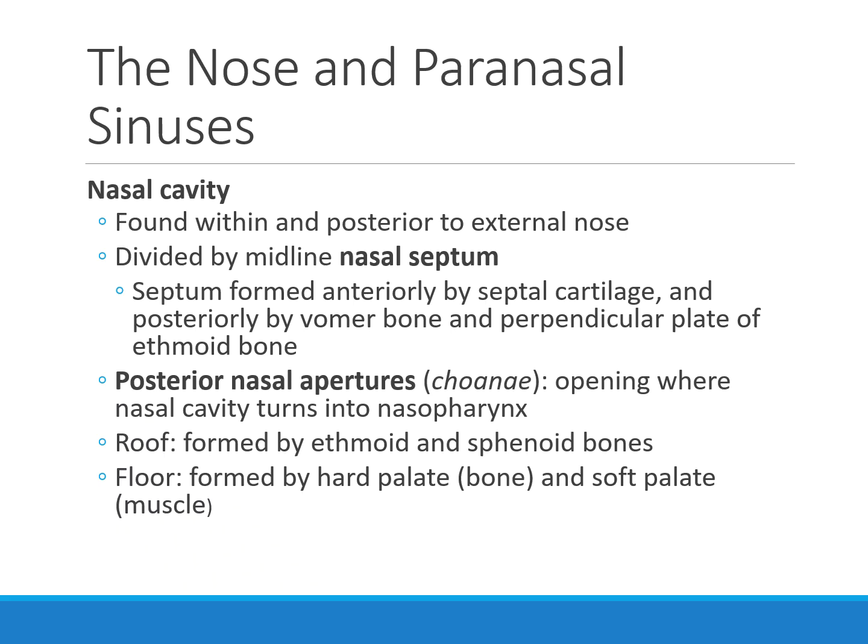All the way at the back of the nasal cavity, you have the posterior nasal aperture. Some people still refer to those as the internal nares. That's the opening where the nasal cavity turns into the nasopharynx, or the first part of the throat. There's the roof, which is formed by the ethmoid bone and the sphenoid bone. The floor of your nasal cavity is the roof of your oral cavity, so it's made of the hard palate and the soft palate. The hard palate is the bone portion that we'll talk about, and the soft palate is where there's no more bone and it's just muscle.